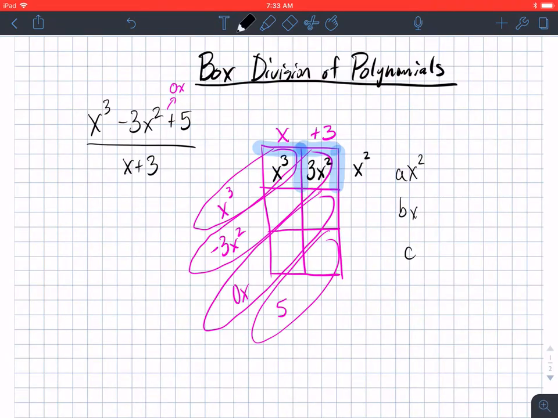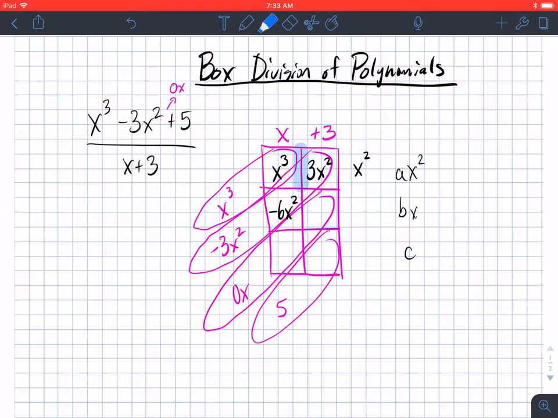Then what I'm looking at getting is 3x squared plus that box equals negative 3x squared. So what did I have to do there? I had to put in a negative 6x squared to get all the way down from 3x squared to negative 3x squared.